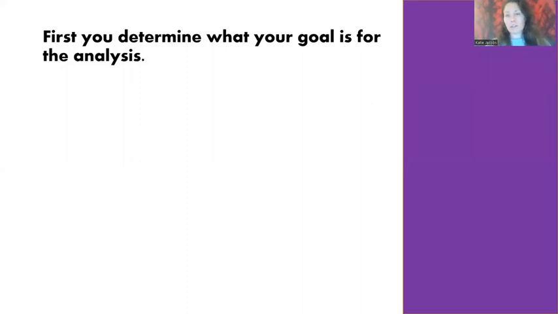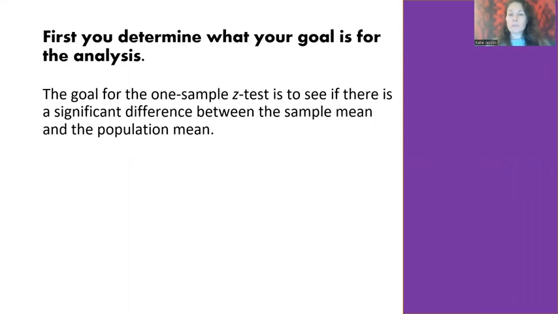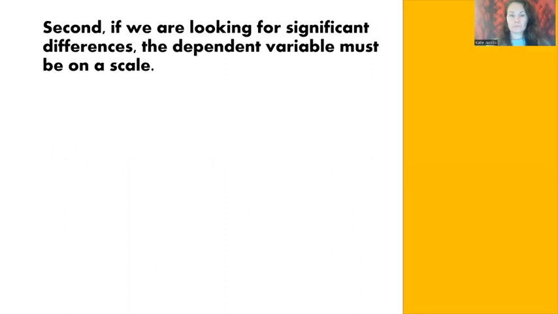There are certain questions that you can ask yourself to determine which analysis that you want to use. First, we got to figure out, okay, what's our goal for whatever analysis that we're doing? So the goal for the one sample z-test is to see if there's a significant difference between the sample mean and a population mean. Okay, so second, if we're looking for significant differences like we are with the one sample z-test, our dependent variable must be on a scale.